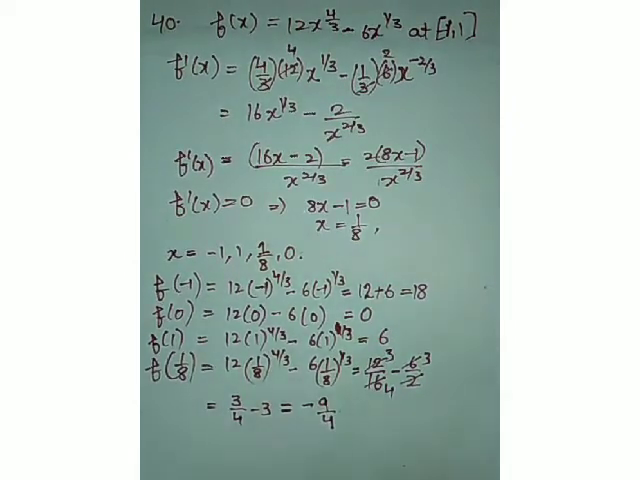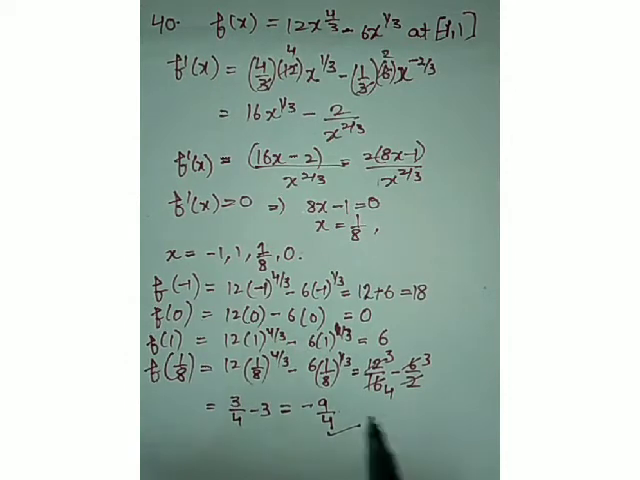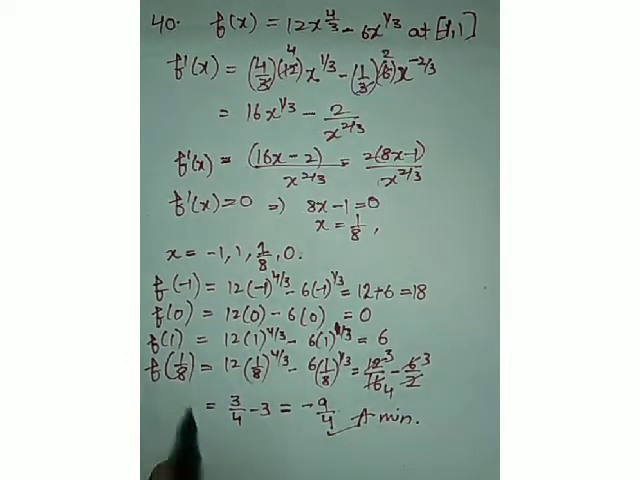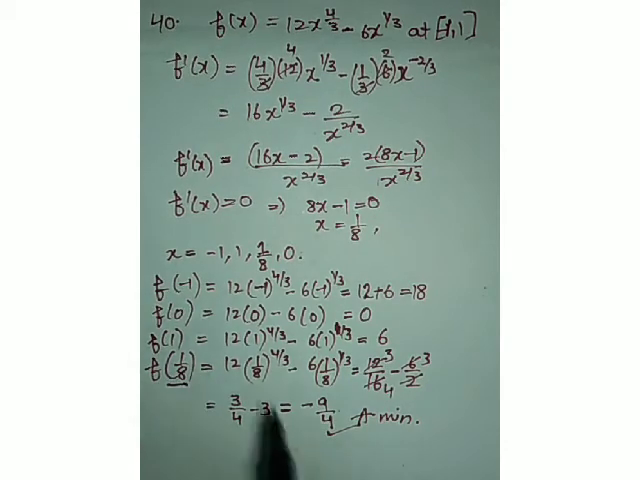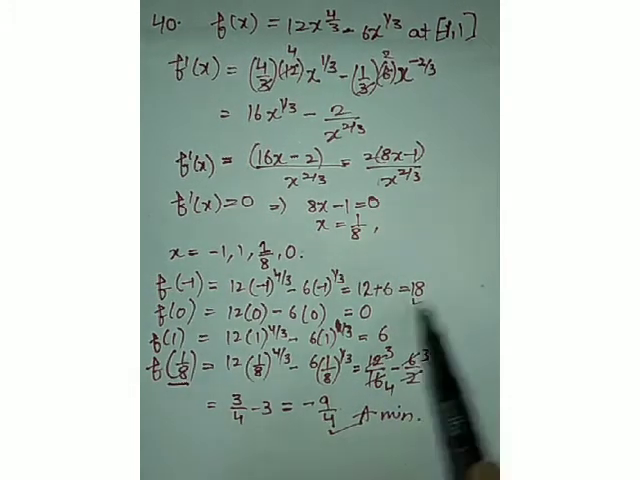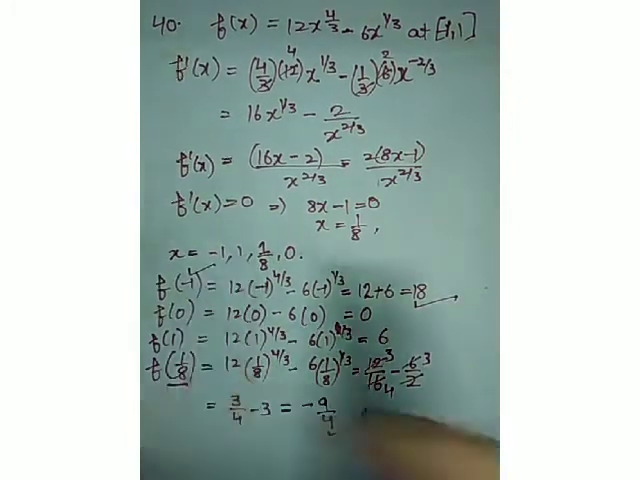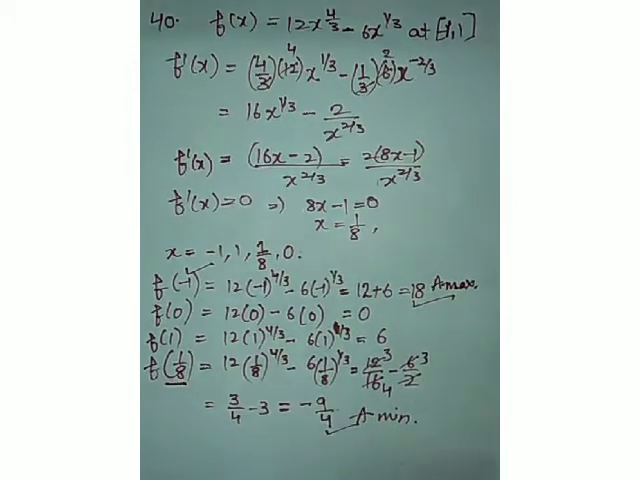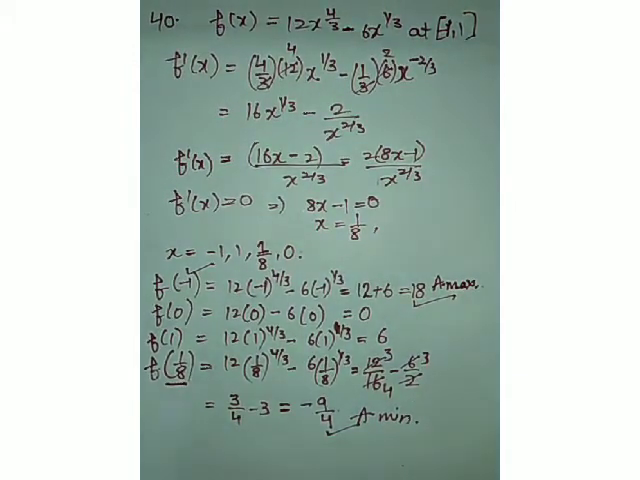So what is the minimum value here? This is your absolute minimum value, and it is at x equal to 1 upon 8. You have to write these things as well. And what is the maximum value? That is 18. It is at x equal to minus 1. This is the absolute maximum. Clear? This is how you can find absolute maximum and absolute minimum values very easily.